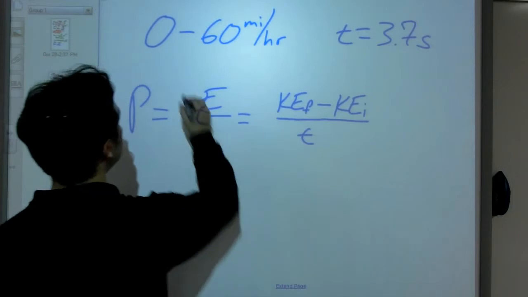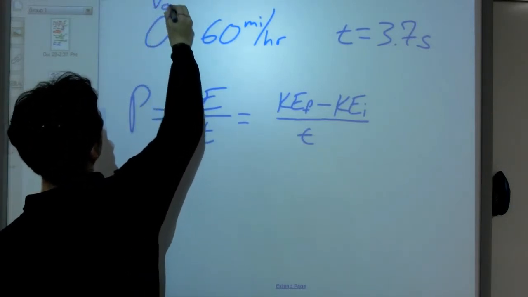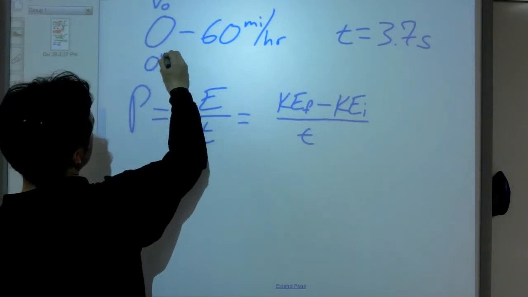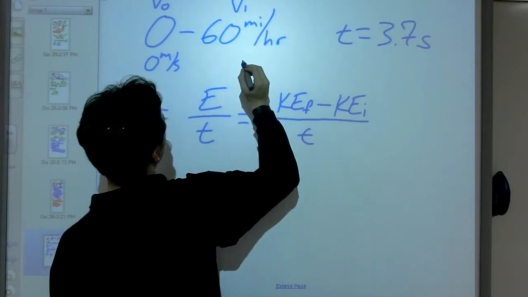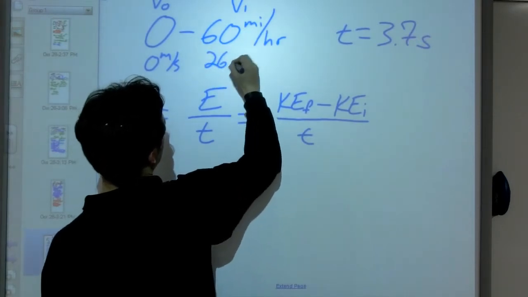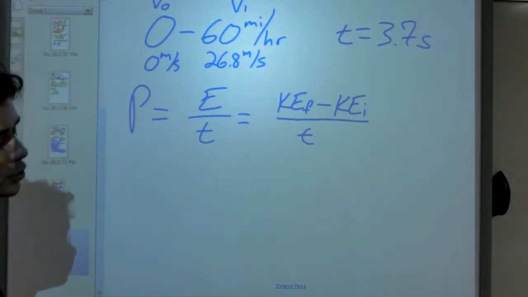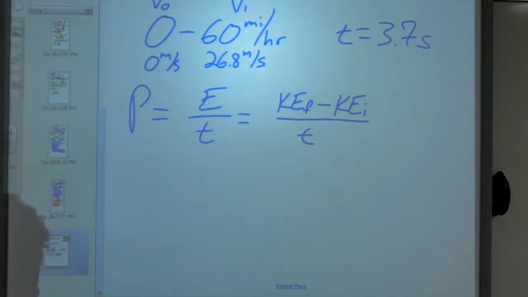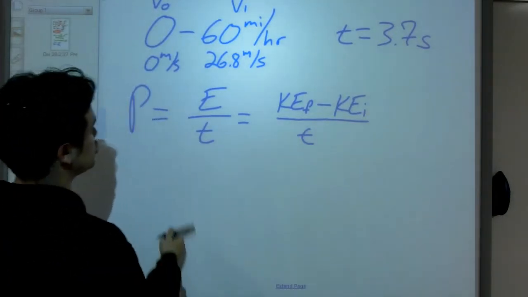All right, well, I'm going to do a quick conversion here where my initial velocity is 0 miles per hour, which is also 0 meters per second. It's going from rest. My final velocity is going to be 26.8 meters per second. That's 60 miles per hour converted to meters per second. So if you're not familiar with that, go ahead and run through that conversion. And so what we're going to do is find our kinetic energy final and our kinetic energy initial. Well, the initial should be pretty easy.